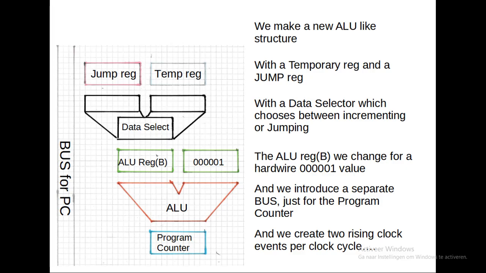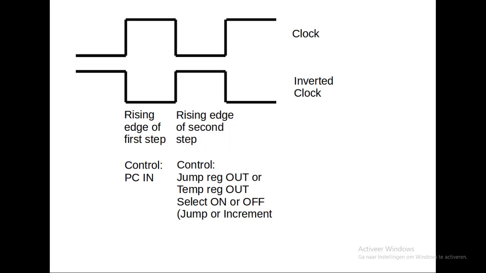Now we have only one problem left before we have a program counter. That is that we need to compress it into one clock cycle. The clock cycle is a square wave, and it's not so difficult to invert it with an inverter, a NOT gate. Then we have 2 rising edges per clock cycle. The first we use for the program counter in, let's say the result of the add operation, and the second one we use for jump register out or temporary register out, select on or off. That way you can either jump or increment. Now we have a program counter that counts in one clock cycle.